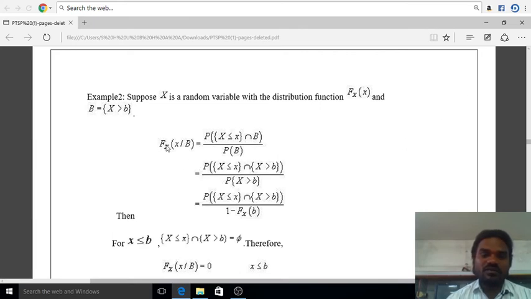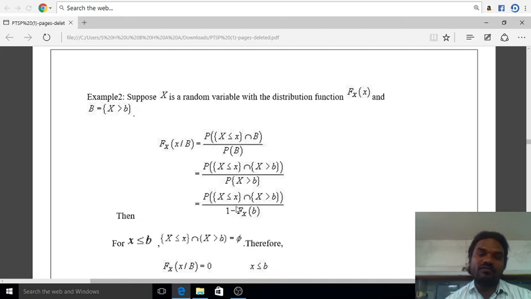So we know the distribution function formula, F_X(x | B), is given by the probability of {X ≤ x} intersection B, divided by the probability of B, and B is given here as X > b. So you can write the probability of {X ≤ x} intersection {X > b}, and the probability of X > b is nothing but, since the total probability equals 1, 1 minus the distribution function F_X(b).